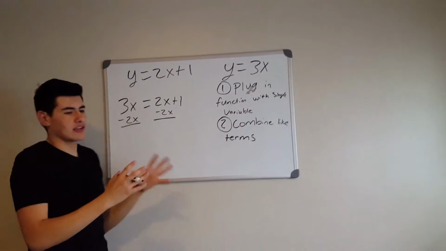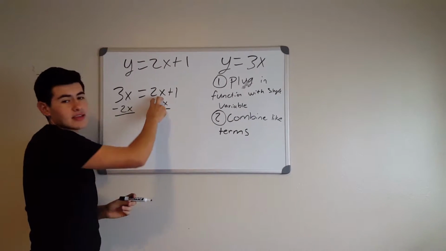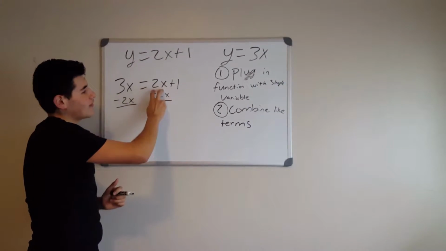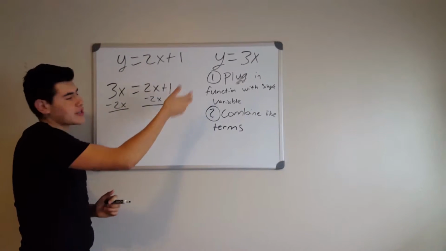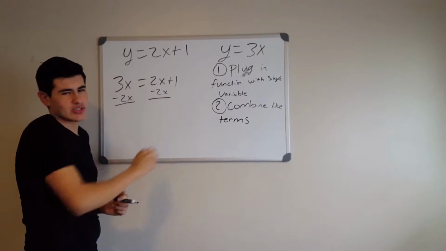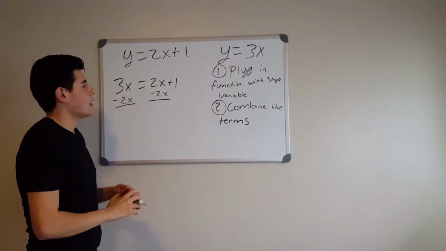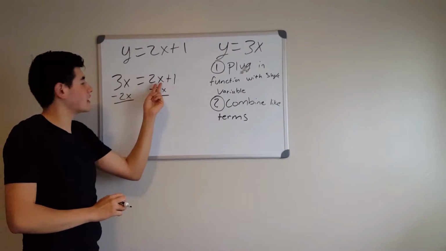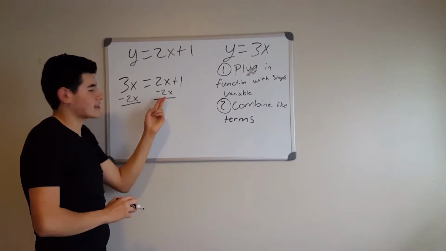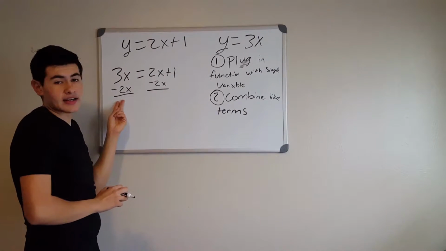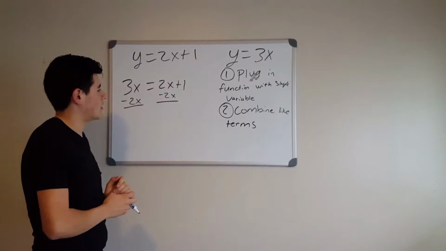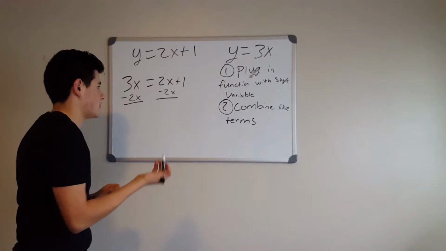Let's make a little analogy for this. Let's say 2x, the x stands for apples. If I have 2 apples plus 1 orange, can I add oranges and apples? No, we can't. But if I have 2 apples here and 3 apples here, I could subtract 2 apples and subtract 2 apples, if that makes sense. That's my little analogy that I usually use to teach people.